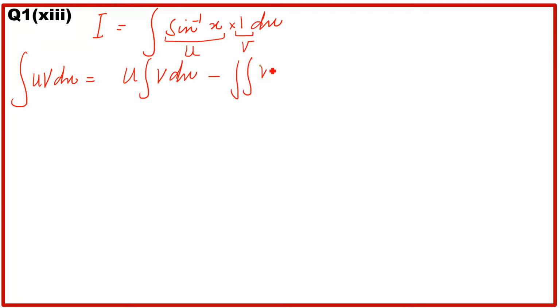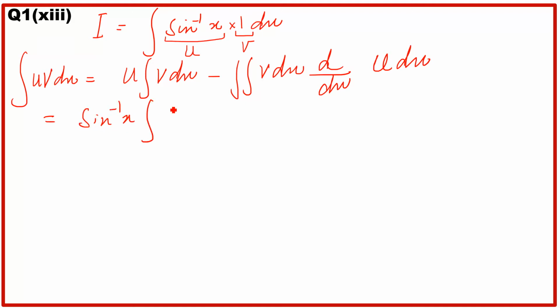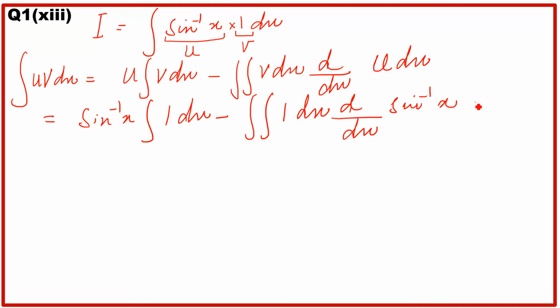In this way you will learn, but you have to memorize this formula and the derivative of the first function, which is u here. So wherever you have u in this formula, you have to write down sine inverse x. For v, you have to write down 1. So first is u, sine inverse x, integral of 1 dx, minus integral of the derivative d by dx of u, which is sine inverse x, dx. So it will be sine inverse x.